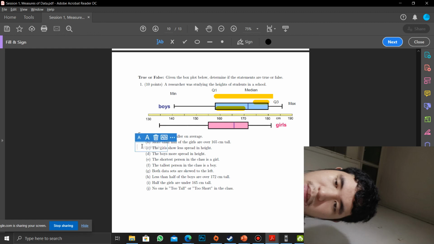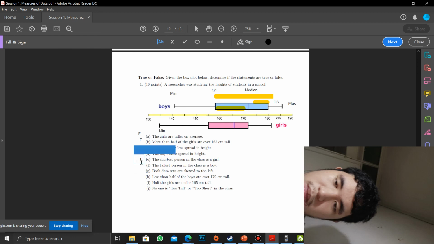Girls show lower spread in height. Yes, kasi mas maliit yung box, di ba? Boys more spread in height. Yes, kasi mas malaki yung box nila. Shortest person in the class is a girl. Yes, kasi ito yung minimum value for girls ng height. So, that is true. Tallest person in the class is a boy. Yes, kasi nandito yung max value of boys.